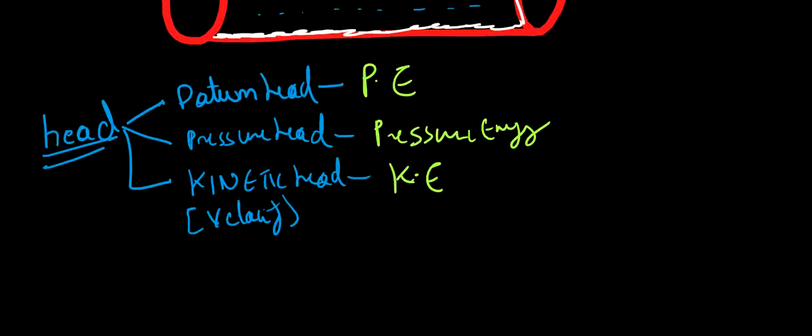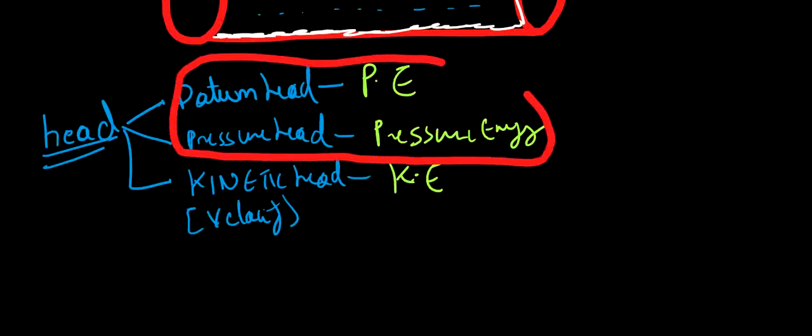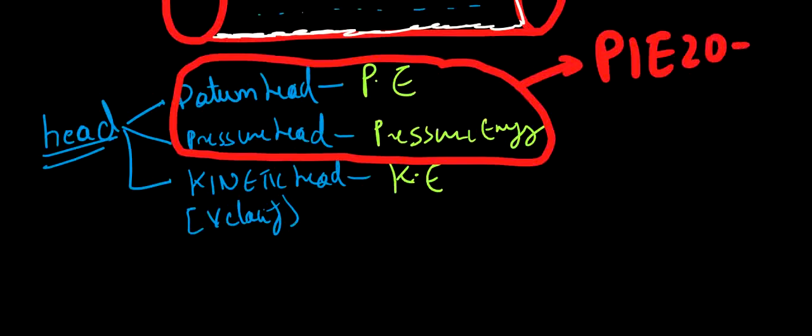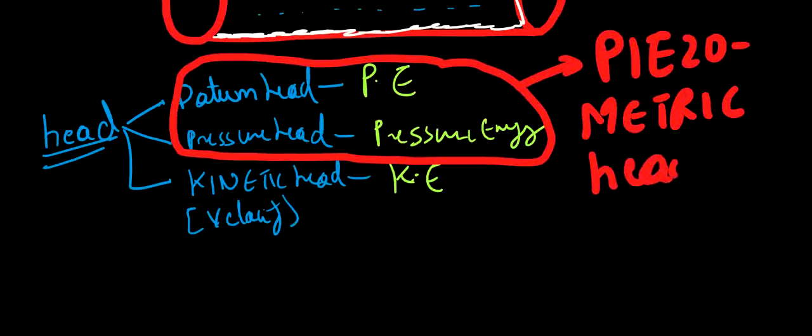Now if we sum up the datum head and the pressure head, we combinedly call it piezometric head. So the datum head and the pressure head combinedly is called the piezometric head, or you can say that piezometric head is nothing but the pressure head plus datum head.